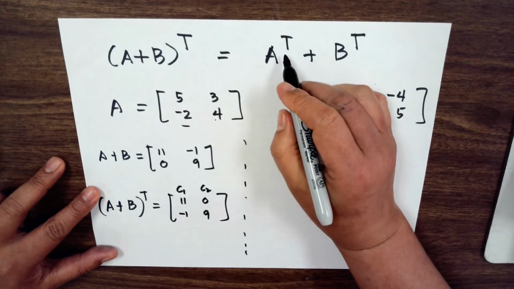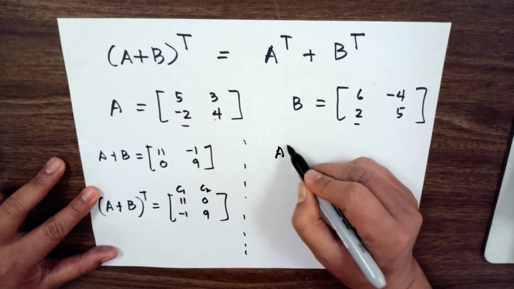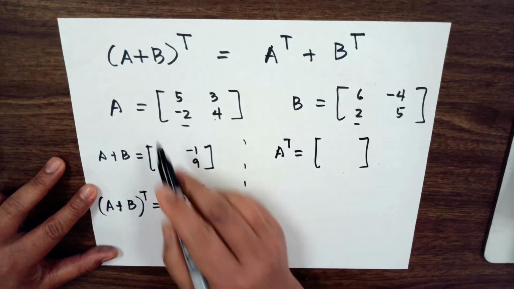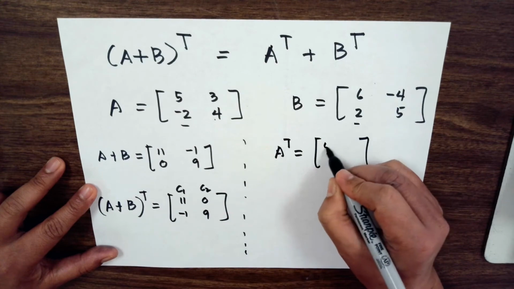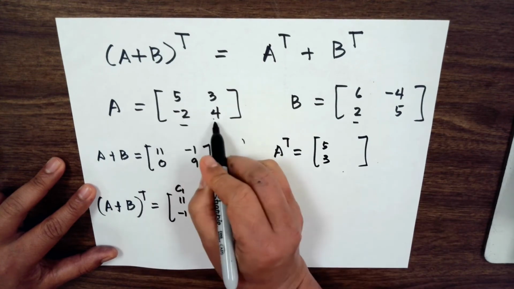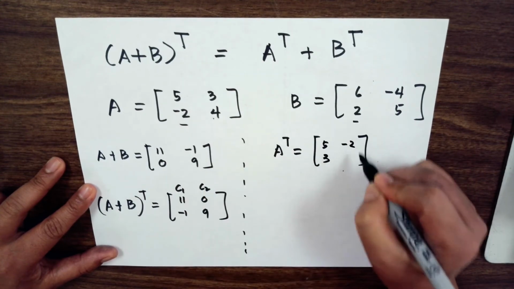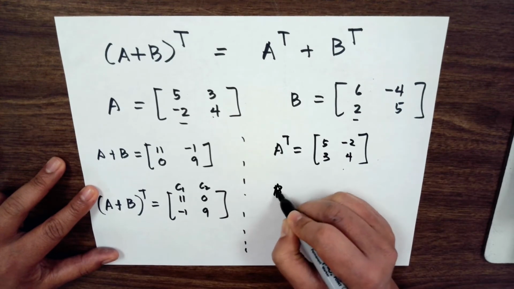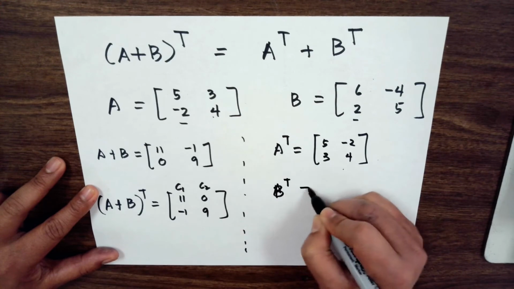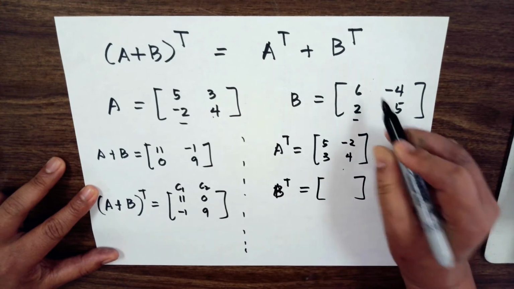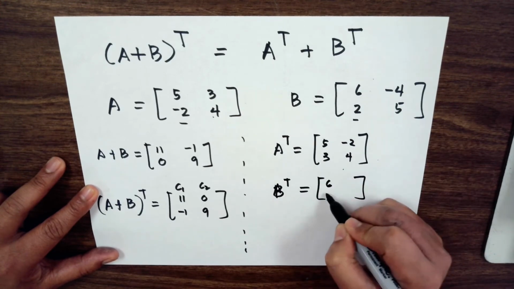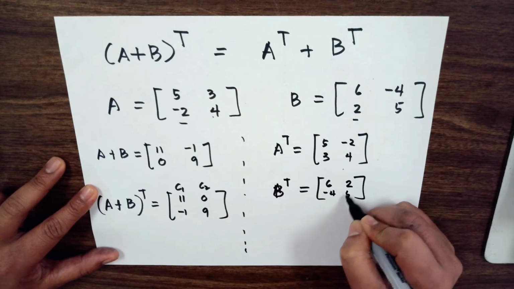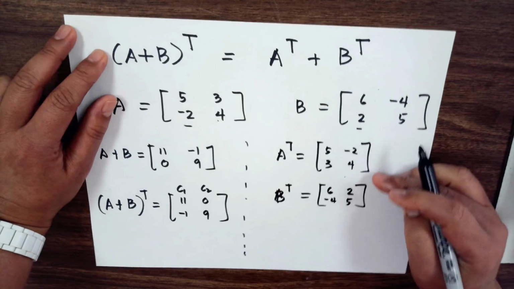Okay, first is we take the transpose of A. And the transpose of A will be 5, 3 becomes column 1. Negative 2, 4 becomes column 2. And the transpose of B will be 6, negative 4 becomes column 1. And 2, 5 becomes column 2. Now we will take their sum.